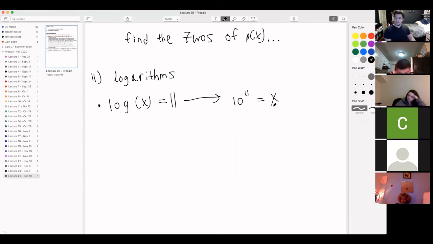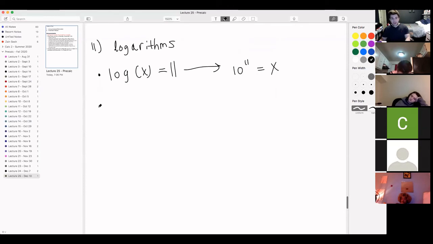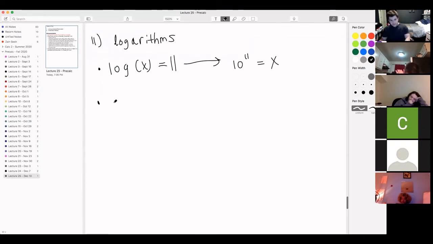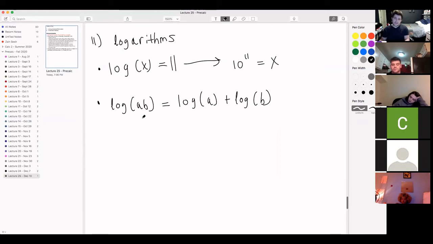Okay, so just be comfortable converting from logarithmic form to exponential form. Okay, and here's an example of doing so. Now we have these nice properties of the logarithm. We have this product rule. So log of AB splits up into a sum. So the log of a product is the sum of logs. So it's log of A plus log of B.